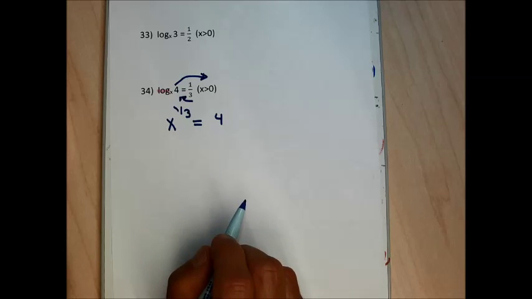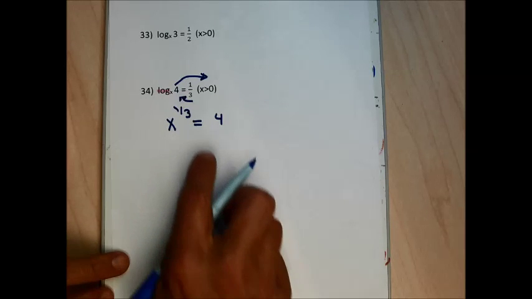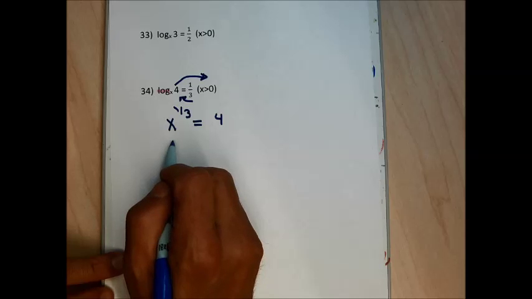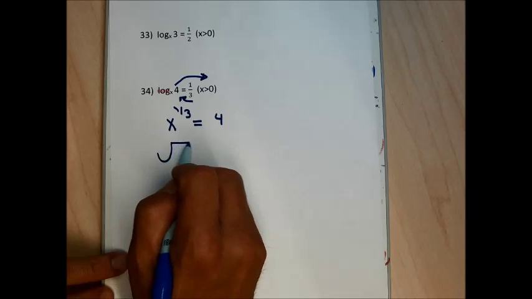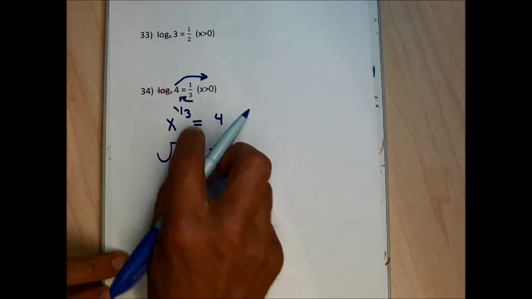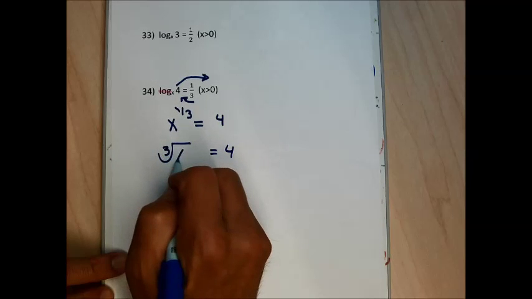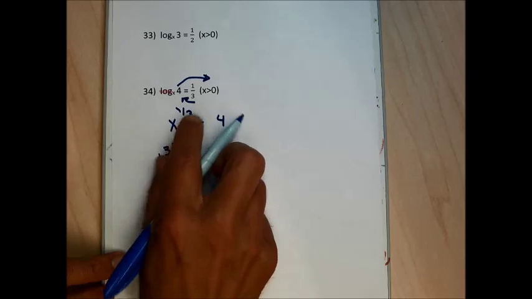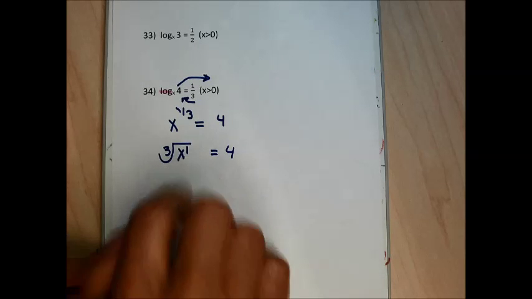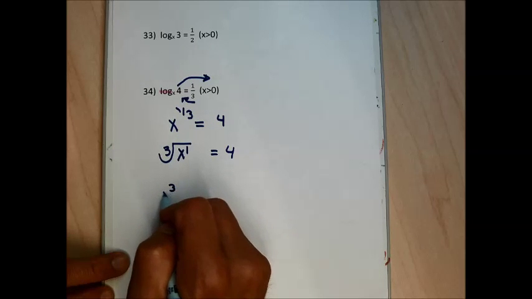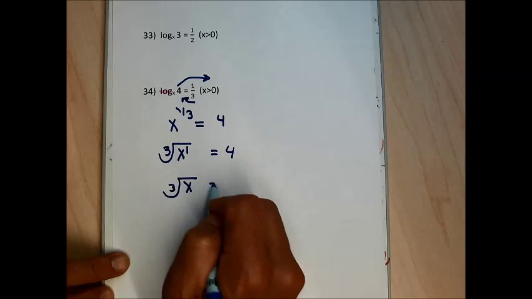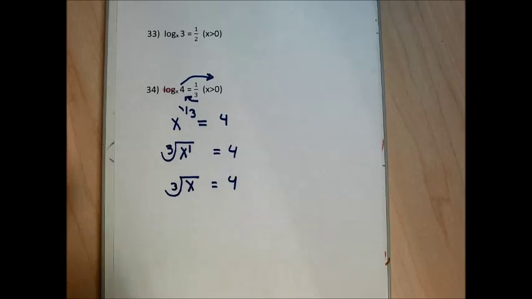Now I'm going to rewrite the left-hand side as a radical. Fraction exponents turn into radicals, so I'm going to write a radical sign for the left-hand side. The denominator of the fraction becomes the index, and everything else goes under the radical. So x to the 1/3 power is the cube root of x to the first, and that's just the cube root of x equals 4. To get rid of a cube root, you cube. So I'm going to cube both sides.